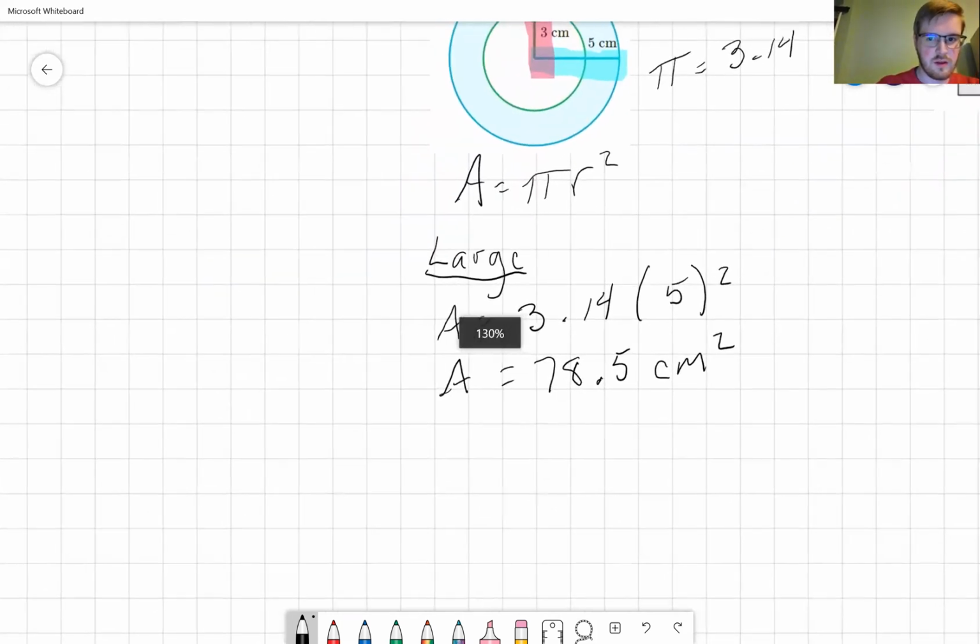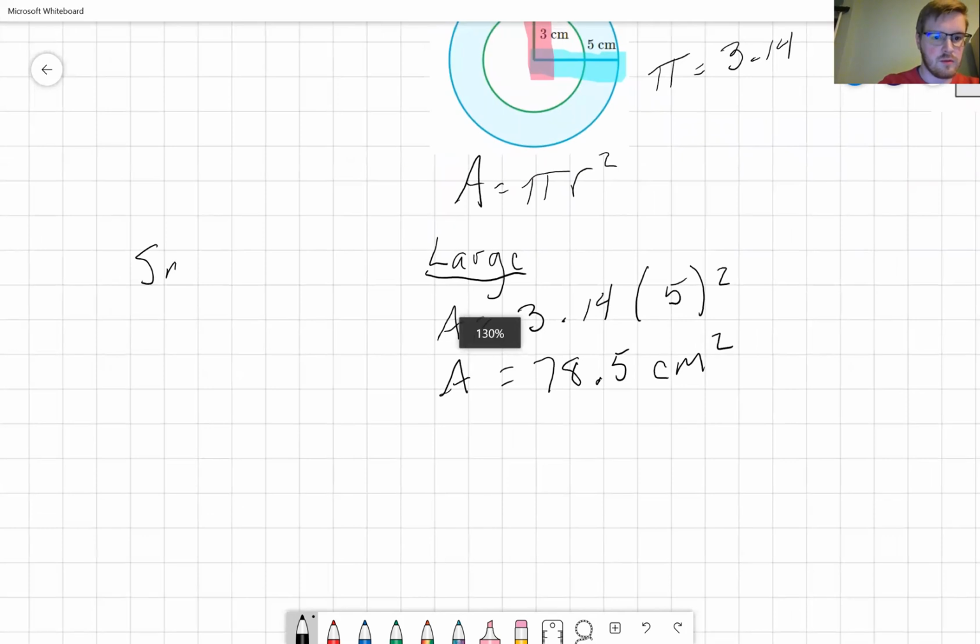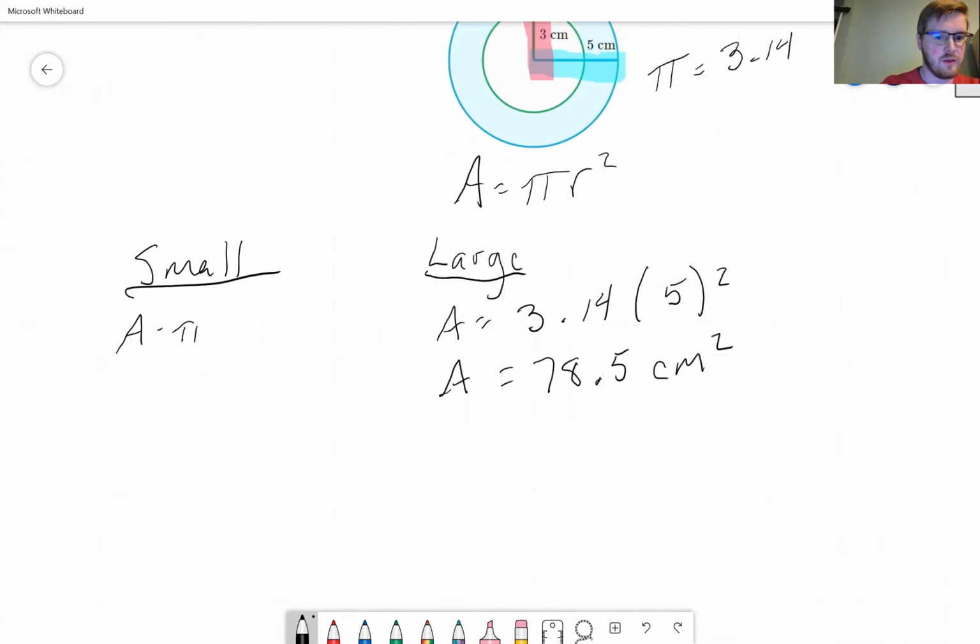Then we're also going to do the same thing for our small circle. Since we're doing a circle, same formula, A equals pi r squared. My radius for the smaller circle is 3 centimeters, so I'm going to do 3 centimeters squared. 3 squared is the same thing as 3 times 3, so that's 9. 9 times 3.14 gives me 28.26. So my area is 28.26 square centimeters.